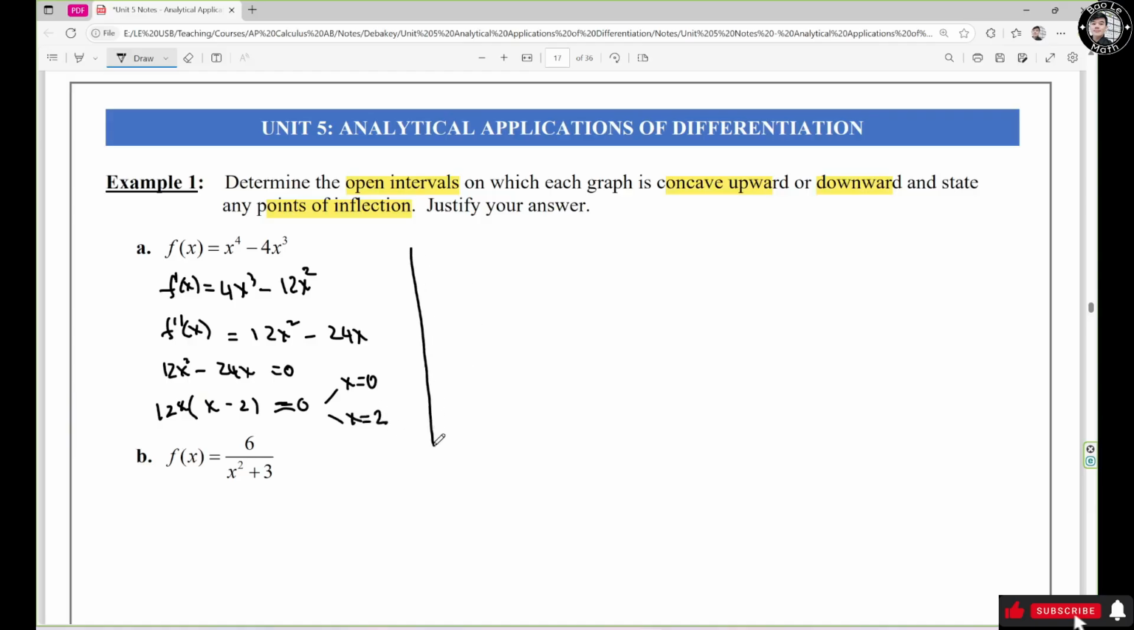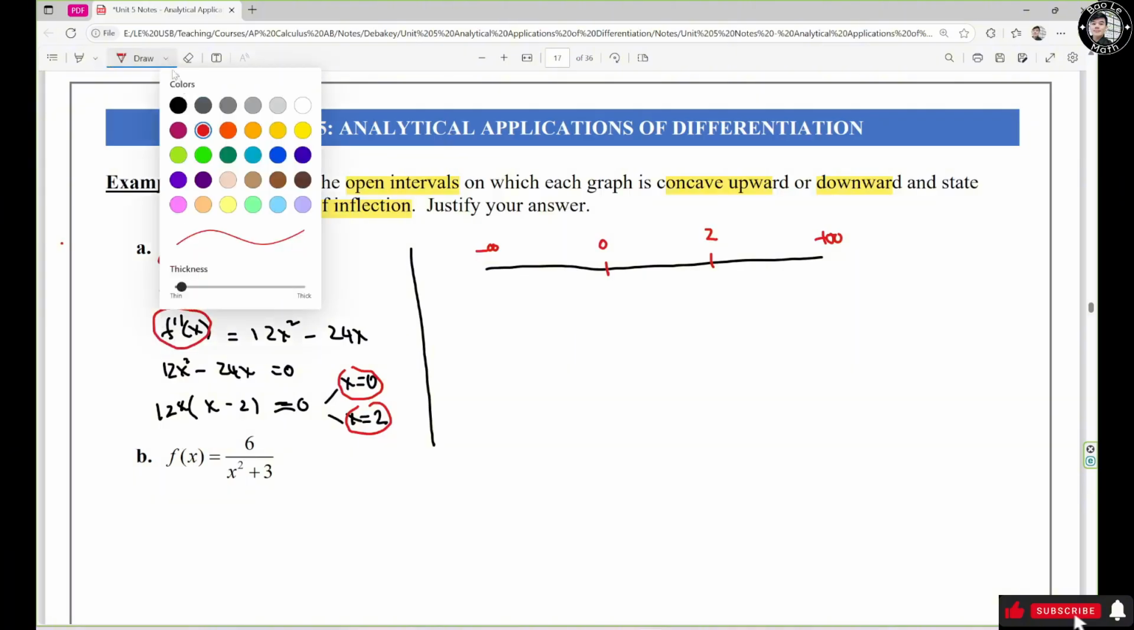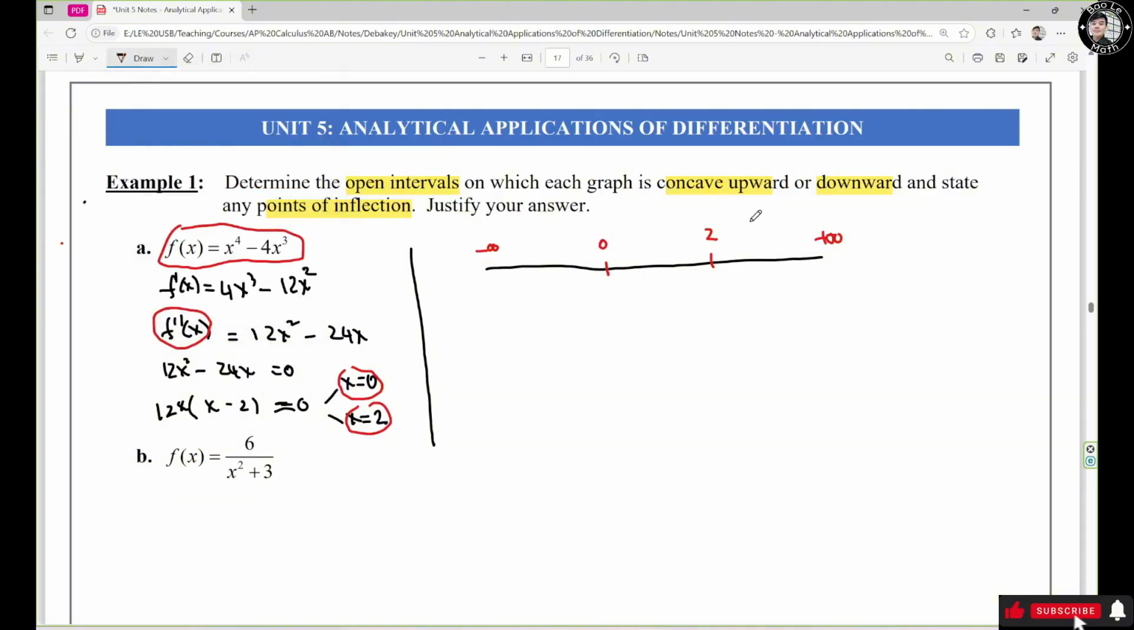Now I need to create the sign chart, from negative infinity to positive infinity. Now I have two values right here, 0 and 2. I need to place 0 here and 2 here. Now I need to check the sign for f double prime of x, so I need to pick a number within any interval. For example, I'm going to pick the number 1 within the interval (0, 2). Substitute 1 for x back into the second derivative function right here. So then I have 12 minus 24, which is negative. So this one is negative.